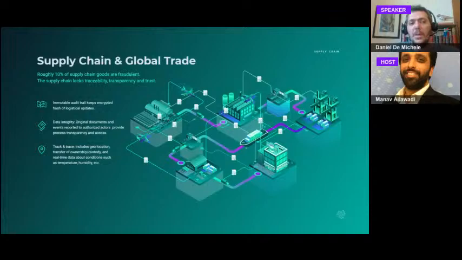This is another key vertical for IOTA: supply chain and global trade. Here, the key is to have an immutable audit trail of what is going on with stuff. What happened with the stuff we got on the table? I have this on the table, but what is the whole path from the beginning to the end of this product? So the ability to know what happened, to have documentation, and also to be able to track and trace all the steps for a product is key, and all that is immutable.